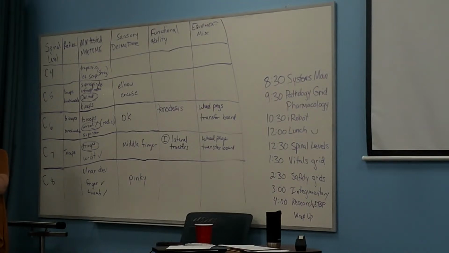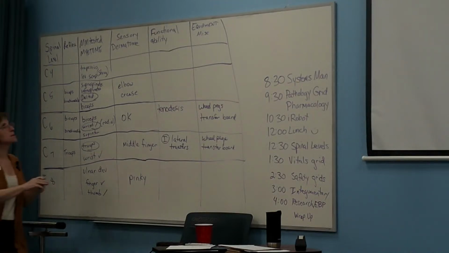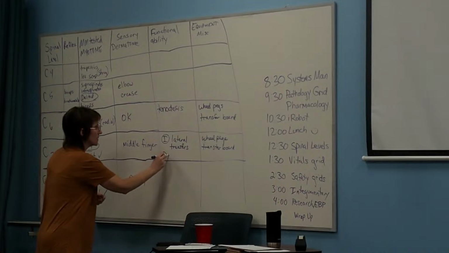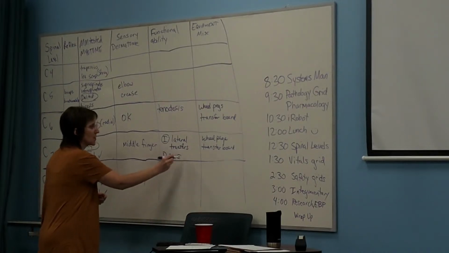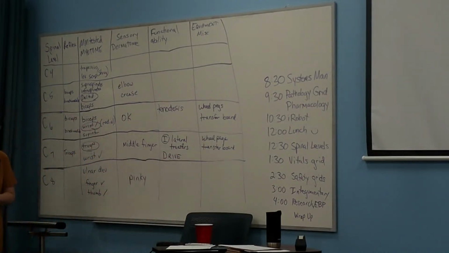Oh, you mean functionally? Yeah. They're more likely to be able to drive because they actually can use hand controls for speed. Yes, let's put that here. There's so much more that a C7 can do.